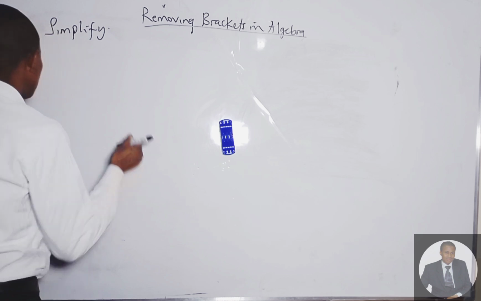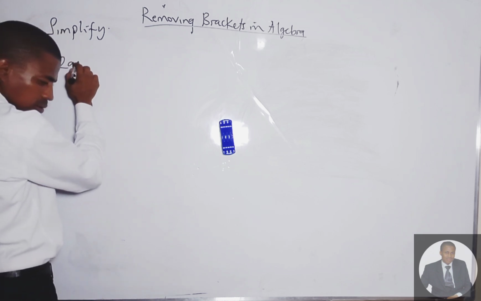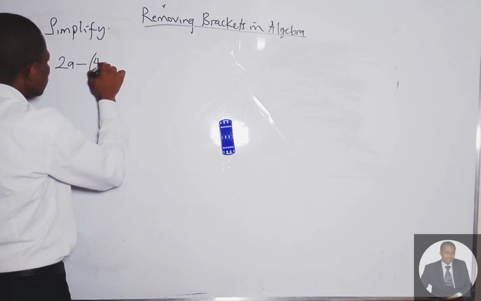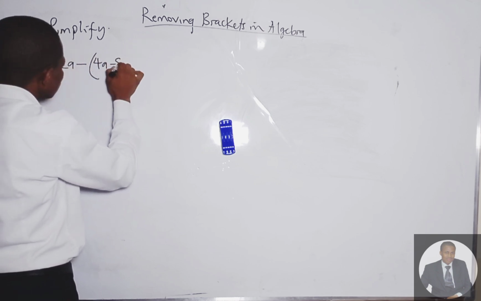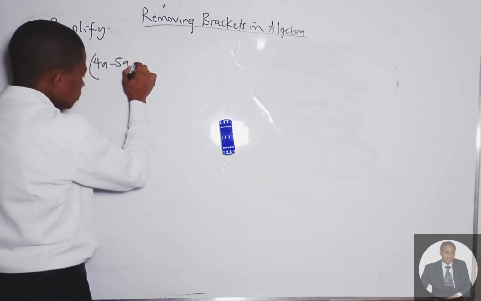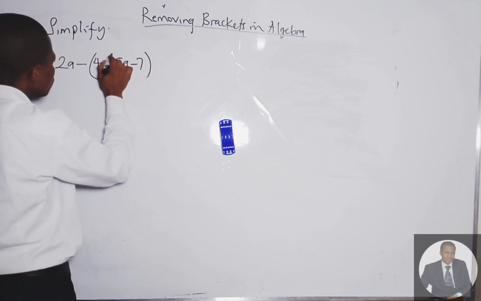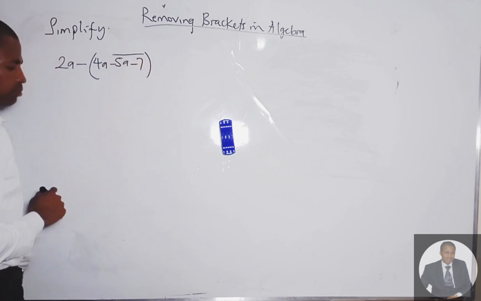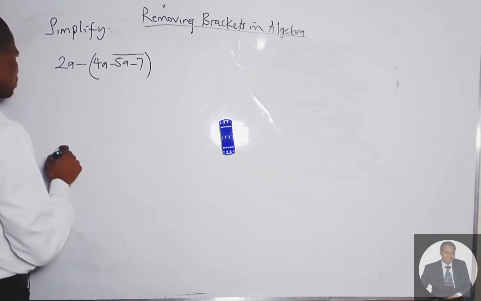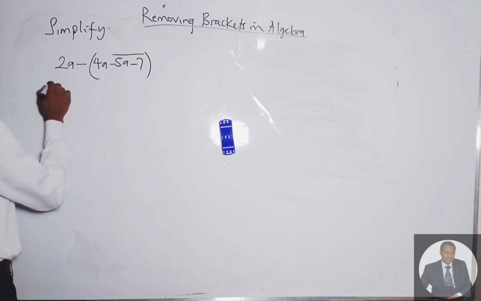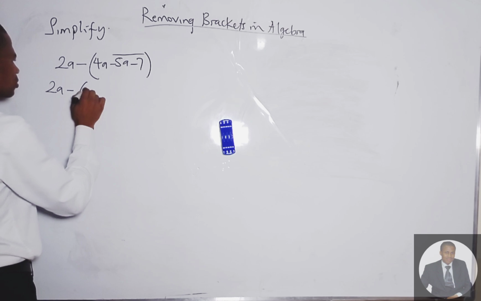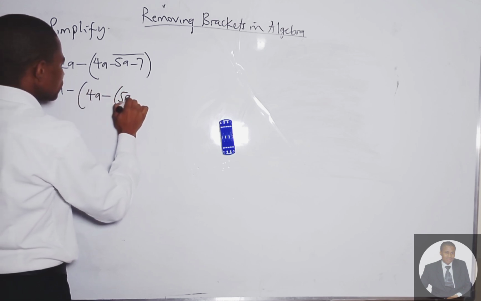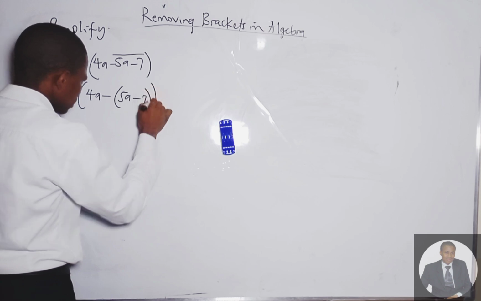Yet another question on bar. 2a minus, open bracket, 4a minus 5a minus 7. Then you open bracket, there's a bar on top of minus 5a minus 7. So let's simplify it. 2a minus 4a minus, open bracket, 5a minus 7, close bracket.